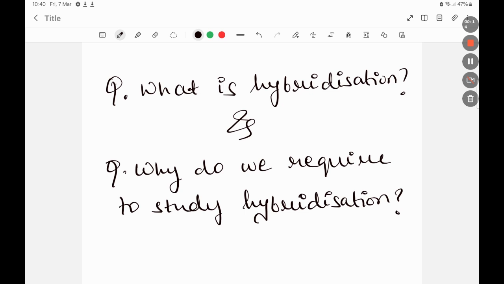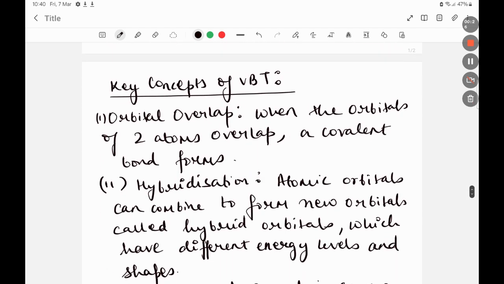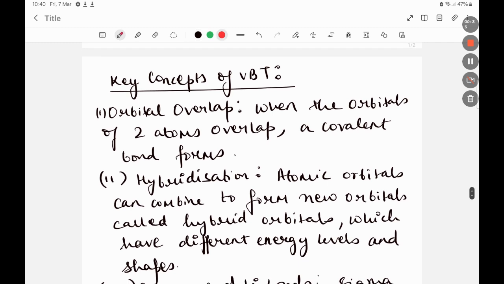These are two very basic questions which crop up in our mind when we encounter the chapter of chemical bonding. So before going deeply into this concept, I would like to recapitulate some very important concepts of valence bond theory or VBT. So valence bond theory is an extremely important theory which introduced to us the concept of atomic orbitals.